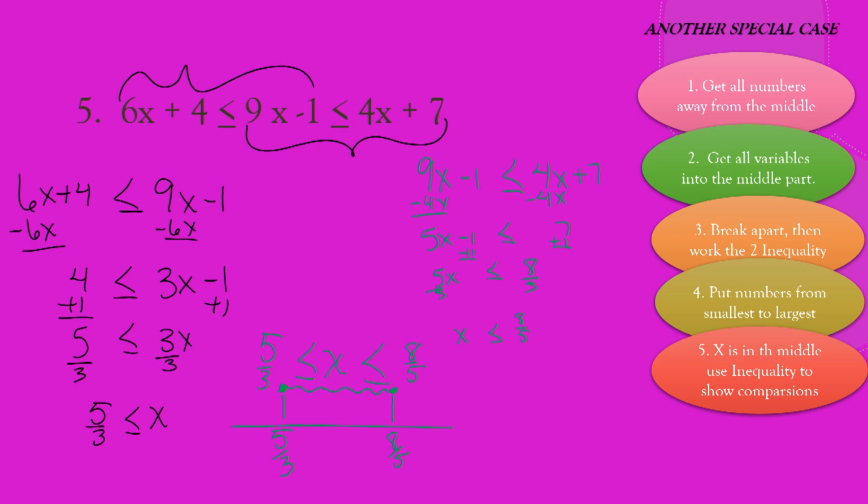And there you go. So if I wrote those notations, I would have a bracket, 5/3, 8/5, bracket. And then I would also have x such that 5/3 is less than or equal to my variable, which is less than or equal to 8/5.